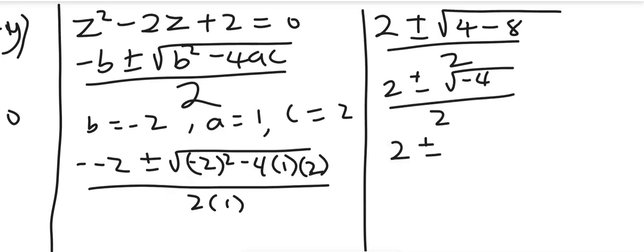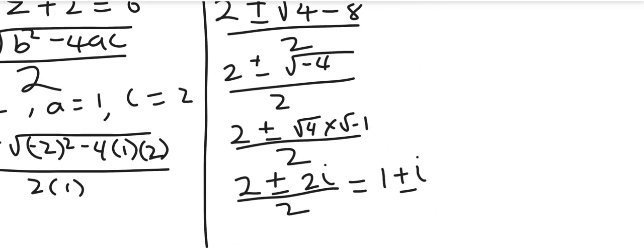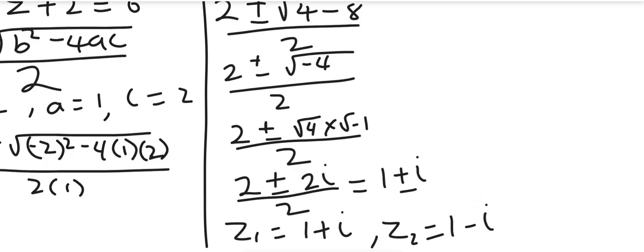2 plus or minus the square root of 4 multiplied by the square root of minus 1, over 2. 2 plus or minus 2i divided by 2. This is 1 plus or minus i. So I have two answers here, which I can label z1 and z2. z1 is equal to 1 plus i, z2 is equal to 1 minus i. So I've gotten two answers which are similar to two of the answers that I got there.